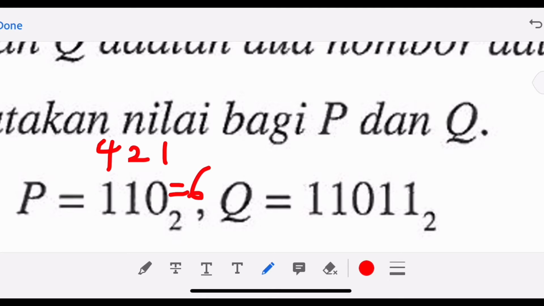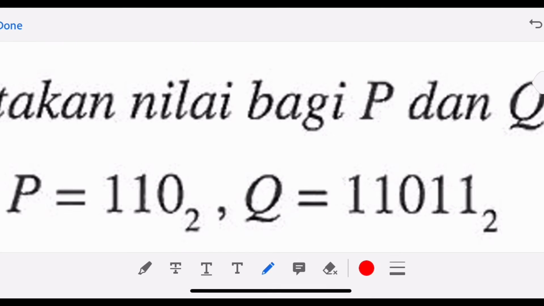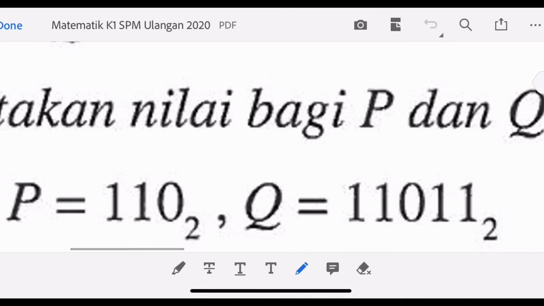And then for Q, I will memorize the place values for base 2 as 1, 2, and then 4, and then 8 and 16. So it's easier for me to label later on. So I can add very fast if I can memorize the place values. It always starts with 1.